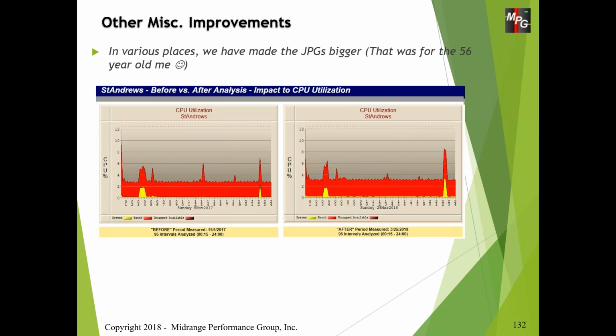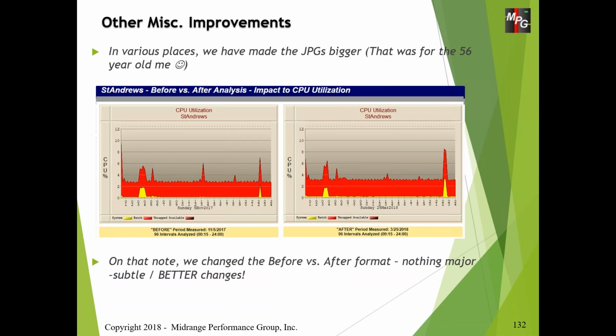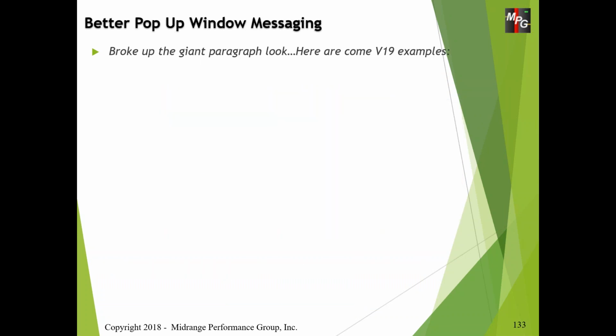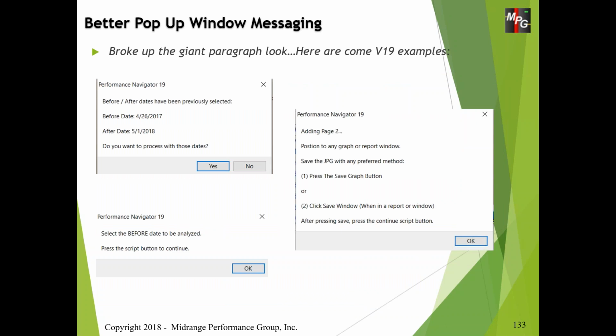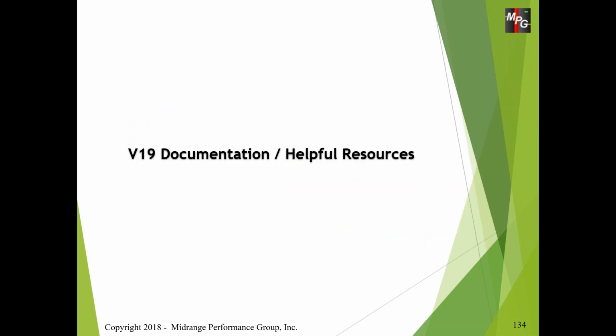We made the JPEGs bigger. Like I said, that's because of my eyes. So you'll see bigger JPEGs. Messaging, a lot more cleaner in version 19. We used to have this giant paragraph look where things would wrap around. Look at this, very, very clean. Like I said before, just little things to make it easy.